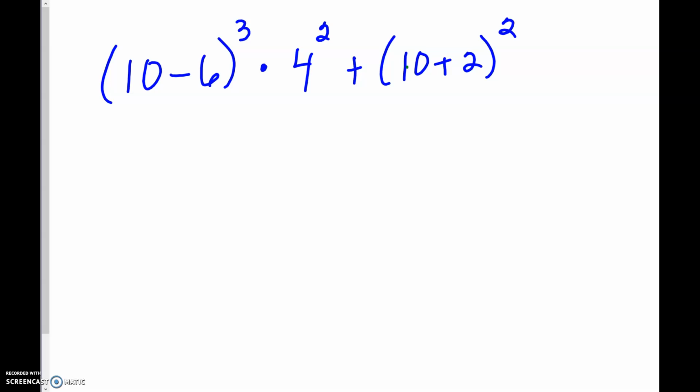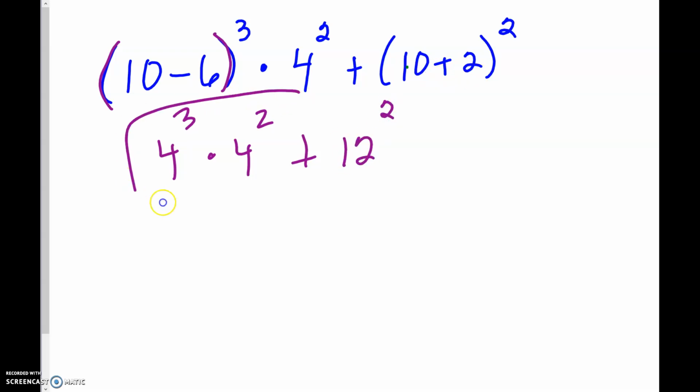All right, so the last concept that we were talking about is order of operations. Remember PEMDAS, we have to do inside the parentheses first. So 10 minus 6 is 4, times 4 to the 2nd power, plus 10 plus 2 is 12 squared. We can combine these because they're the same base. It's 4 to the 5th power plus 12 squared. So again, grab your calculator.